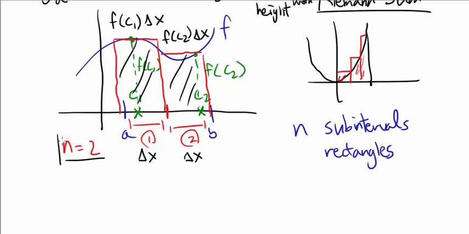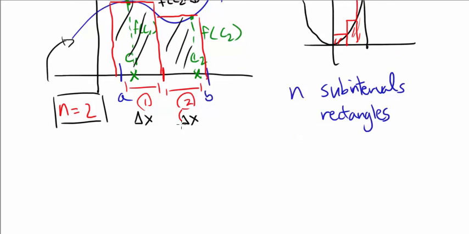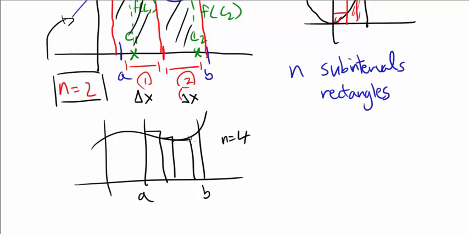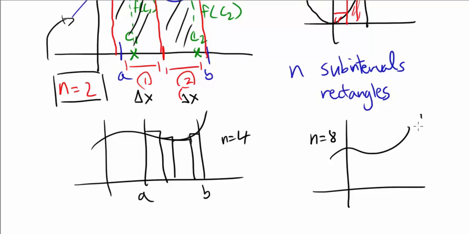If we use 2 rectangles, our approximation is going to look like this. If we use 4 rectangles, so n is 4 from a to b, our approximation is going to look 1, 2, 3, 4, something like this. If we use 8 rectangles, our approximation is going to go from a to b, 1, 2, 3, 4, 5, 6, 7. Let's draw one more. Our approximation is going to look something like this.